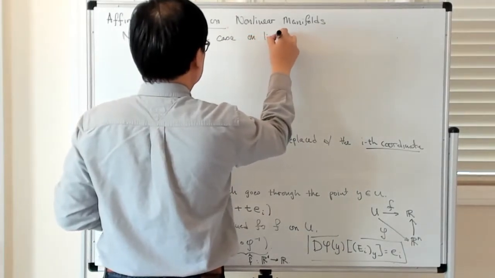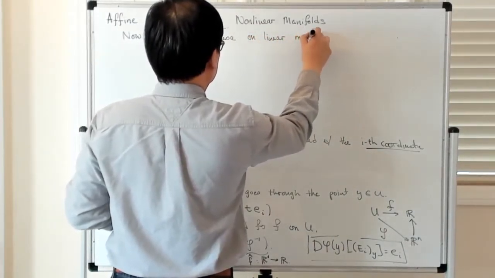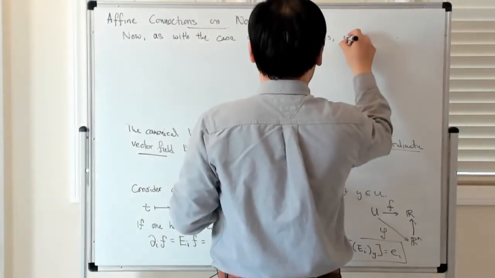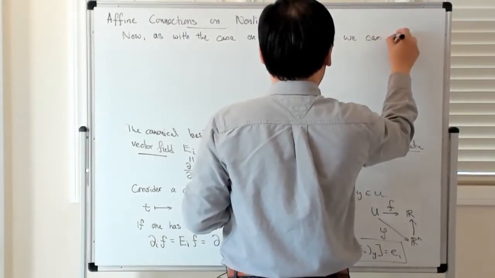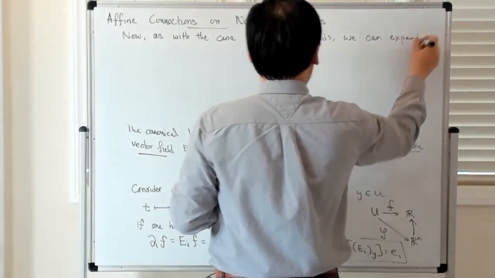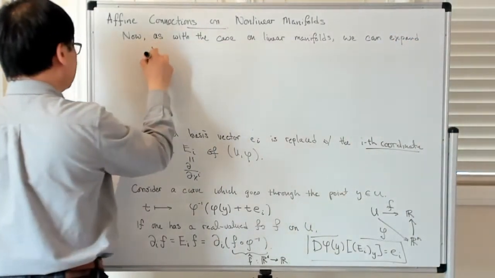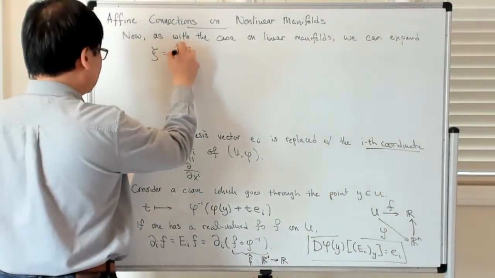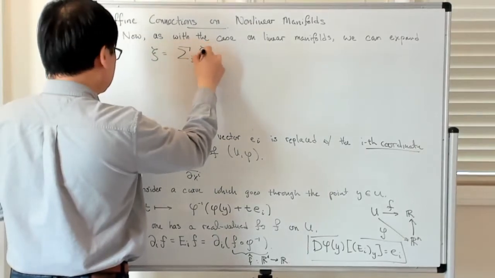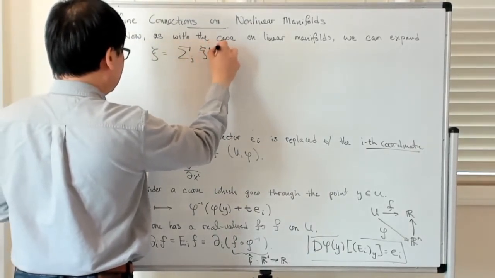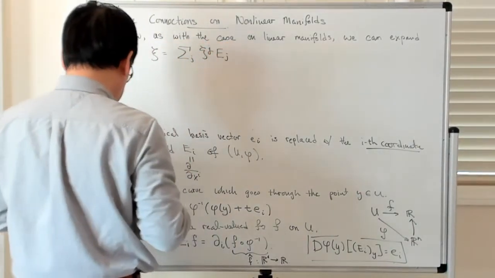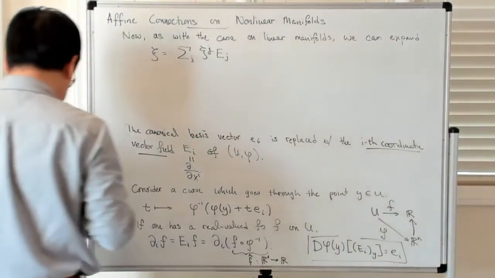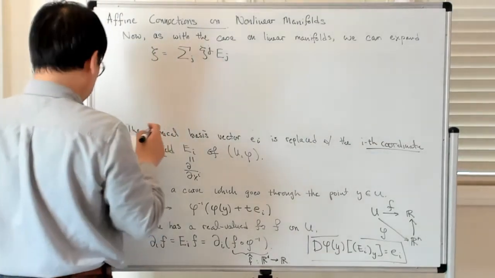Linear manifolds, right, we can expand some vector field C as the sum over j of C_j E_j, and you can do the same thing as before, right?